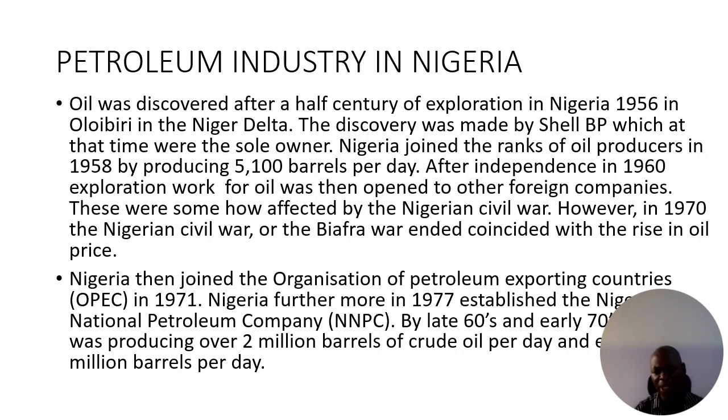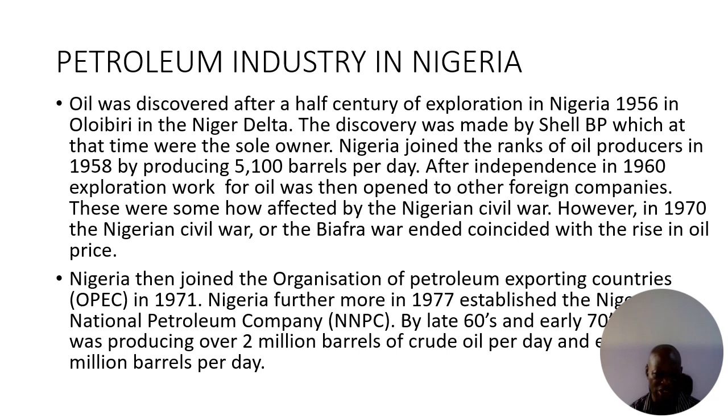The story of the petroleum industry in Nigeria: oil was discovered after 23 years of exploration in 1956 in Oloibiri in the Niger Delta. The discovery was made by Shell BP, which at that time was the sole owner. Nigeria joined the ranks of oil producers in 1958 by producing 5,100 barrels per day. After independence in 1960, exploration work was opened to other foreign companies. These were somewhat affected by the Nigerian Civil War, or Biafran War, which ended in 1970, coinciding with the rise in oil prices.